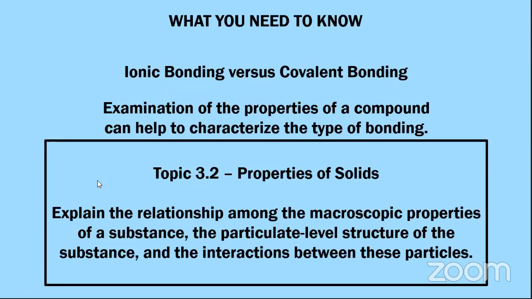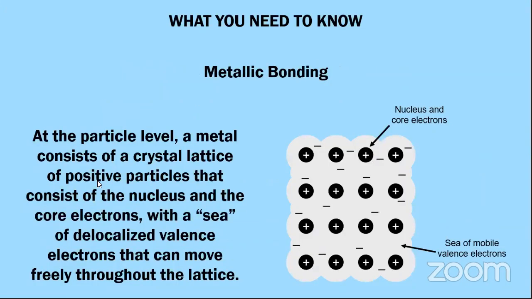I'll move on to metallic bonding, which I mentioned. You should know that at the particle level, a metal consists of a crystal lattice of positive particles. And in that positive particle is the nucleus of the atom and the core electrons. Now, the valence electrons are free to move throughout the lattice. So chemists and teachers and textbooks often refer to this model as a sea of delocalized valence electrons. And so that mobility of the valence electrons is why metals are such good conductors of electricity.